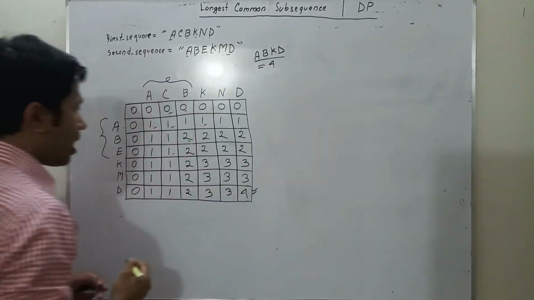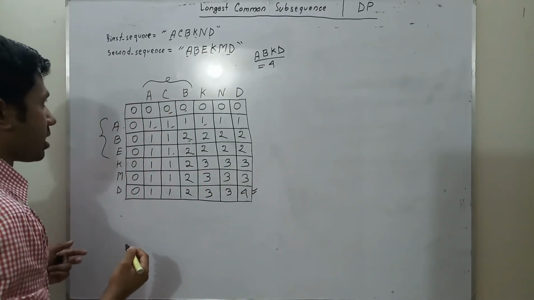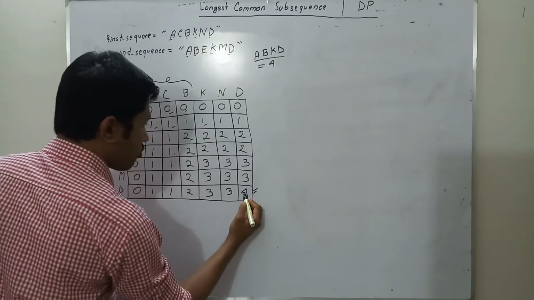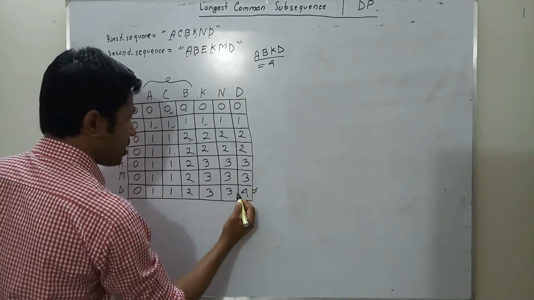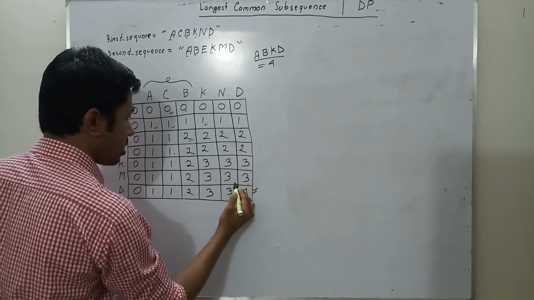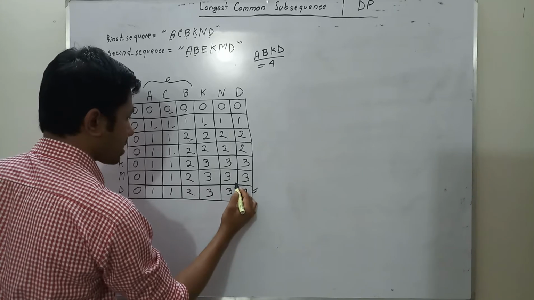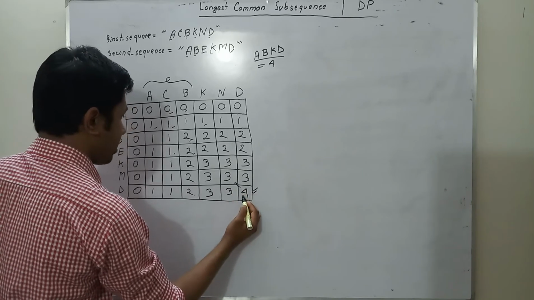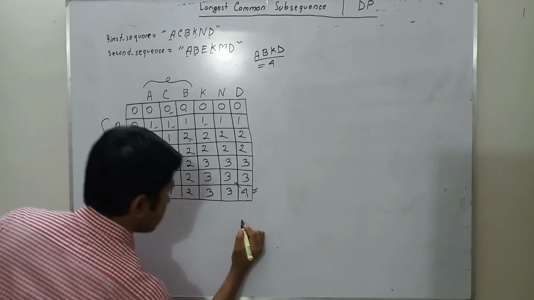Now we will see how we can find out the sequence. Here 4 didn't come from here or here. 4 has come from here. So here is a common character. Common character is D.